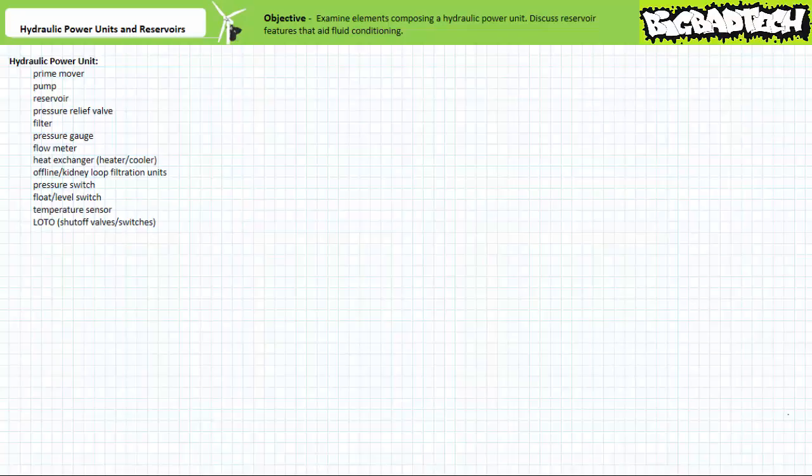A hydraulic power unit can also include some ancillary or supporting elements that, though not essential to the system, add some serious bling. Cool points go to hydraulic power units with integrated pressure gauges, flow meters, heat exchangers like heaters and coolers, offline or kidney loop filtration units, and sensory apparatus like pressure and float level switches and temperature sensors. Finally, a hydraulic power unit may also include lockout and tagout devices like shutoff valves or electrical shutoffs.